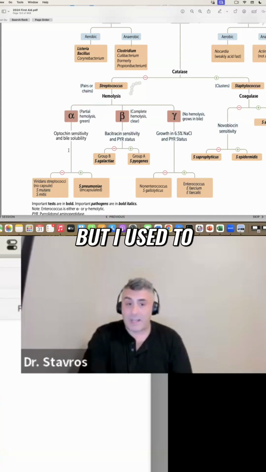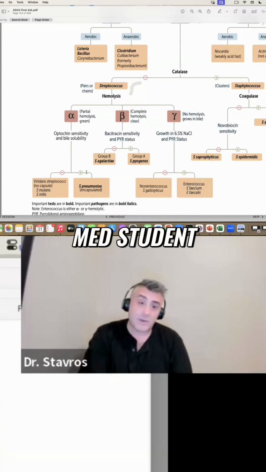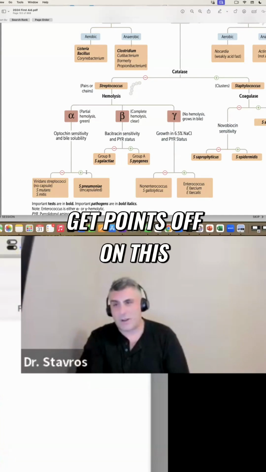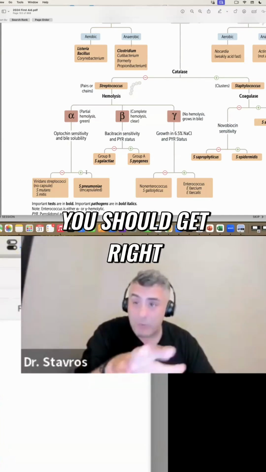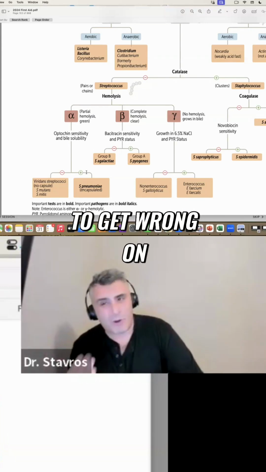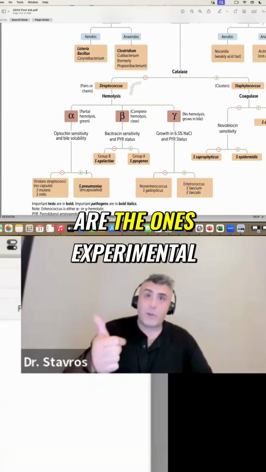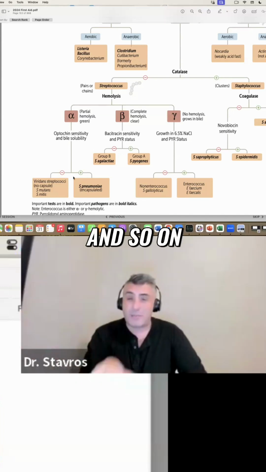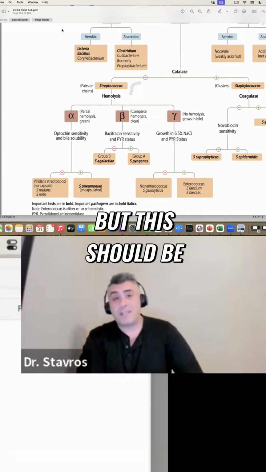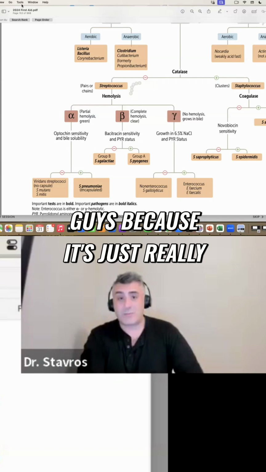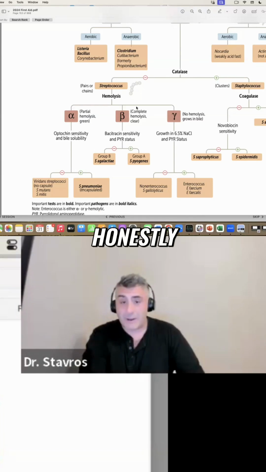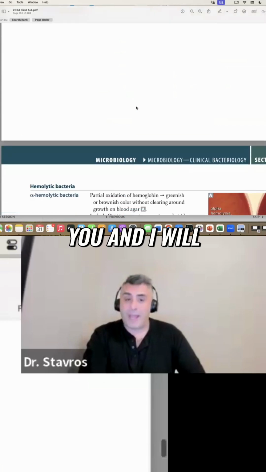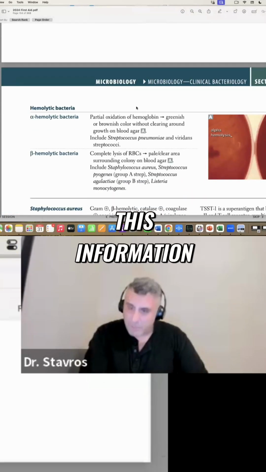I don't know about you, but I used to always mix this up a lot as a med student. So I had to memorize it, because I don't want to lose points on this. This is stuff that you should get right. The questions you're going to get wrong are the experimental ones or the challenging concepts like physio, pathophys, and so on. But this should be easy points for you guys because it's honestly black or white, right? With more practice and more questions, you and I will be able to solidify this information, okay?